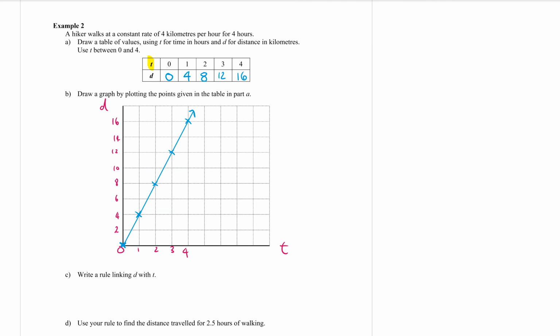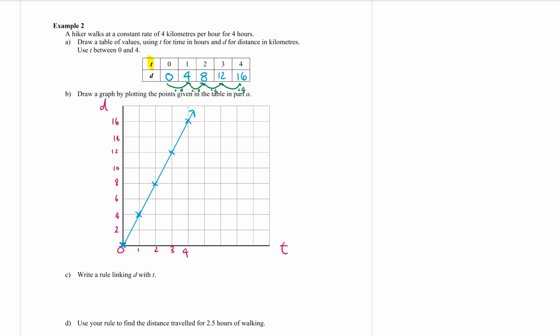Okay, now this question asks us to go a little bit further than the last one. It says, write a rule linking D with T. Now, if you remember, we did a lesson on trying to find the rule when you have a table of values like this. And what we did was we said, well, what are these going up by as we go across the bottom here? And they're going up by 4. There are little plus 4s as we go across here.